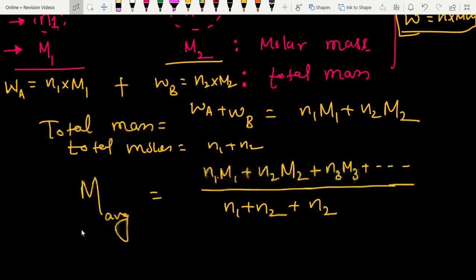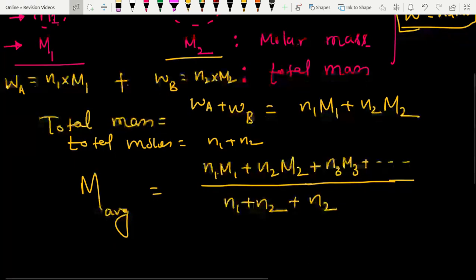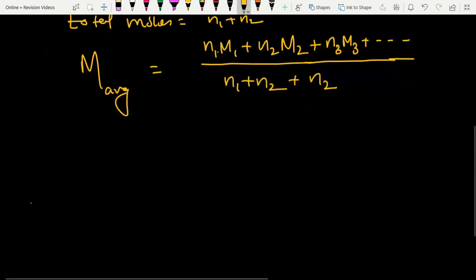So now you know how to calculate the average molar mass or average atomic mass of any sample. The same formula will be used for average molar mass as well. Instead of M1 being the atomic mass, M1 will be the molar mass of that particular molecule. We'll understand both of these based on a problem, like we do all the time. So let's take an example and try to solve it.